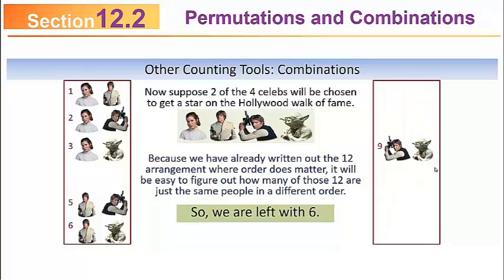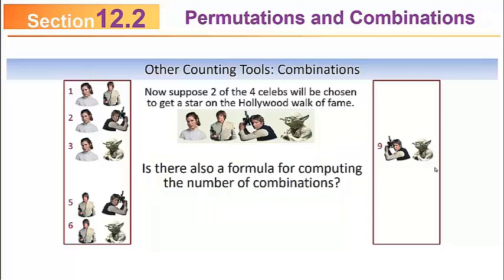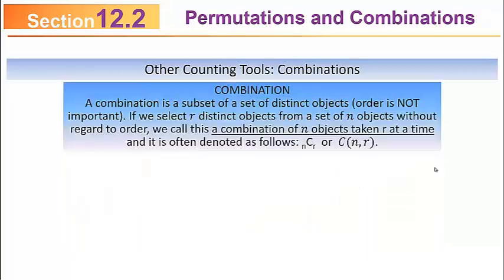6, where you're just giving them a star. The order doesn't matter. Is there a formula for that? Yes, there is. It has to do with the combination. A combination is a subset of a set of distinct objects where order is not important. If we select R objects from a set of N objects without regard to order, we call this a combination of N objects taken R at a time, and it's often written exactly as for a permutation, except we use capital C instead of capital P.